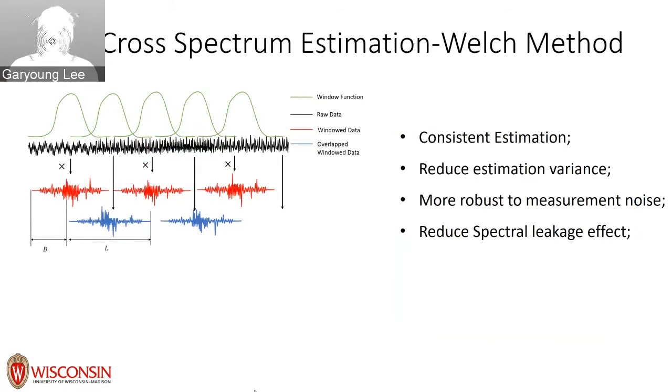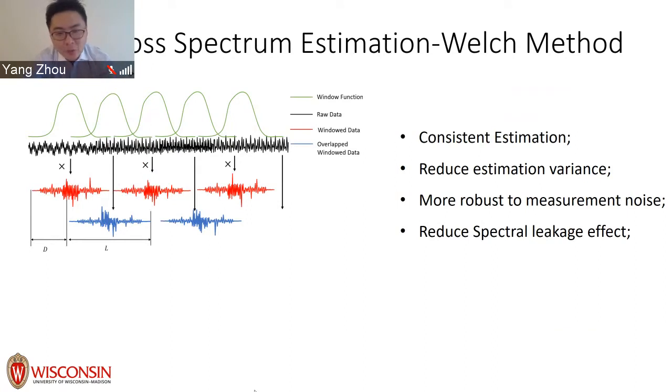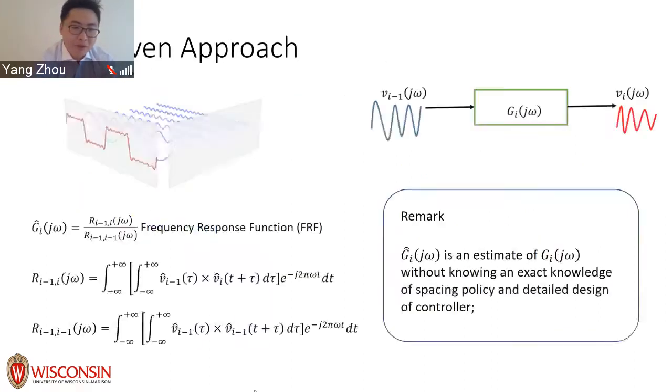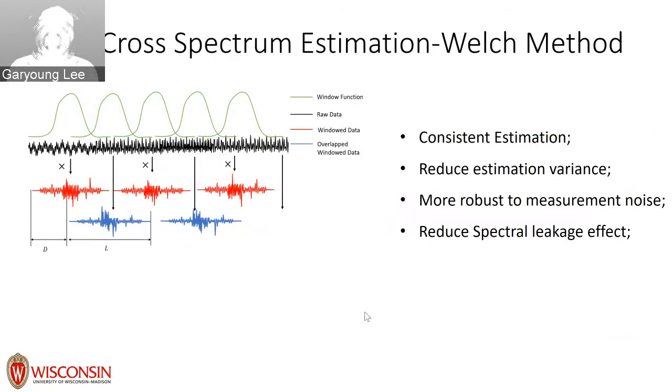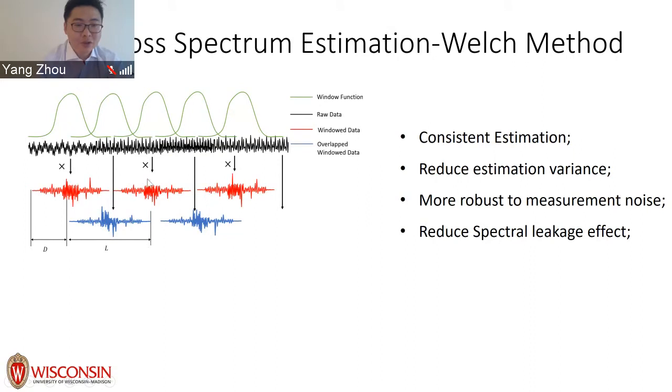So how do we smartly estimate these frequency response functions, especially the auto spectrums and cross spectrums? We still need some techniques. Here we apply the widely used Welch method. The main idea is that, given the full measurement of the trajectory or speed profiles, we divide it into several overlapping segments and use a window to conduct a Fourier transformation. Based on these windowed Fourier transformations, we average each segment's frequency domain behavior to get the auto spectrum and the cross spectrum.